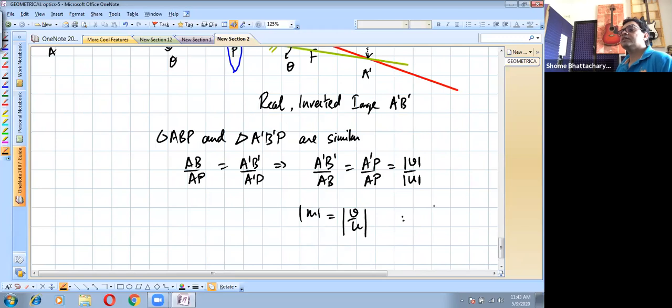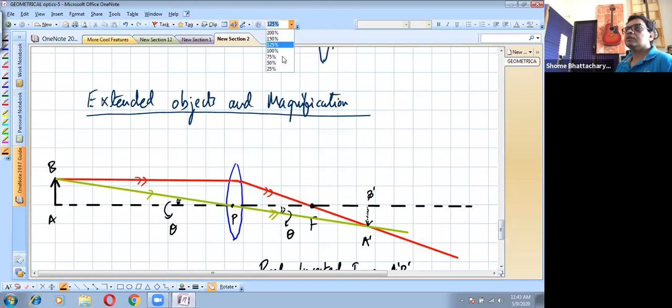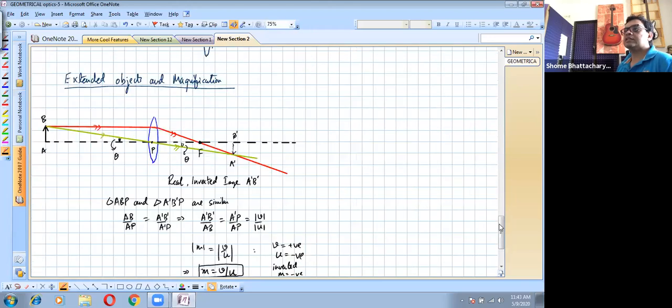And you can see here that V is positive with sign convention, U is negative, and it is inverted. So inverted means magnification should also be negative. So the formula becomes M equals minus V by U. And this is a universal formula. I'll show it to you later for diverging lens also. But for the moment, this is the formula that we derived for converging lens.